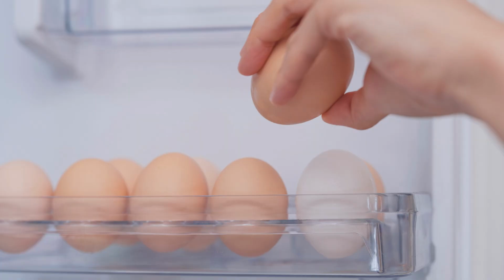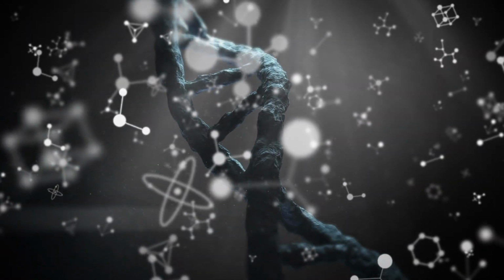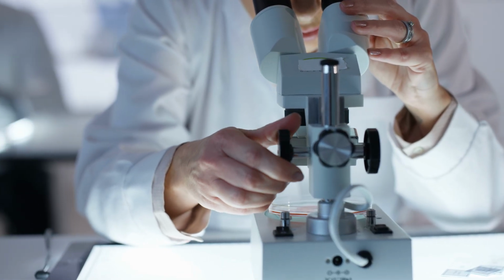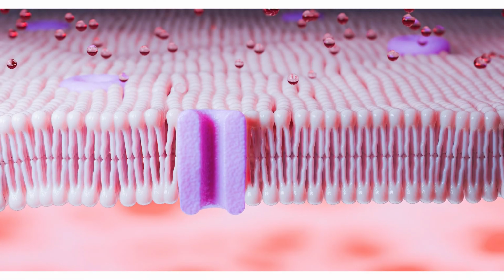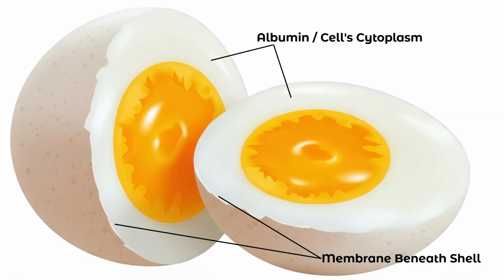Grab an egg out of your fridge and use it to make observations about the way that molecules move. This is an opportunity to observe a cell without needing a microscope. The membrane that lies beneath the shell will permit the diffusion of substances. The white part of the egg, the albumin, is like the cell's cytoplasm.